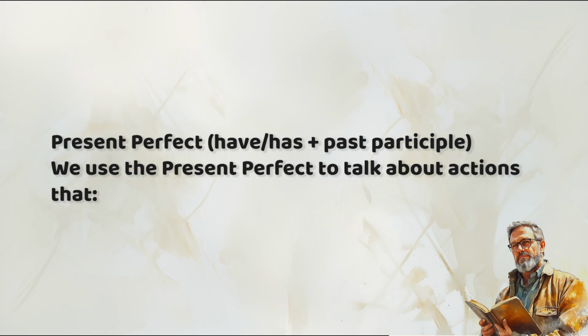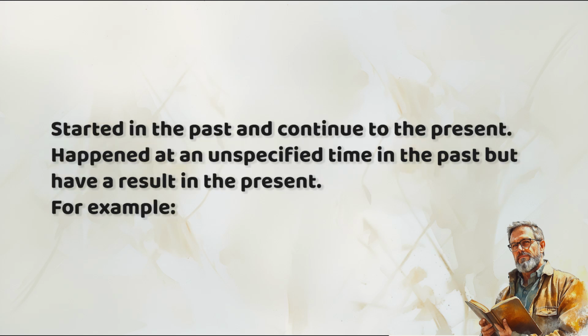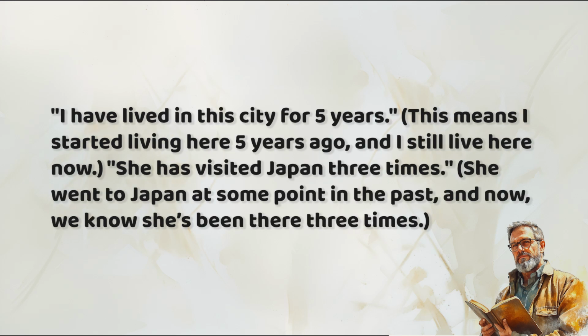Present perfect: have/has plus past participle. We use the present perfect to talk about actions that started in the past and continue to the present, or happened at an unspecified time in the past but have a result in the present. For example, I have lived in this city for 5 years. This means I started living here 5 years ago, and I still live here now.